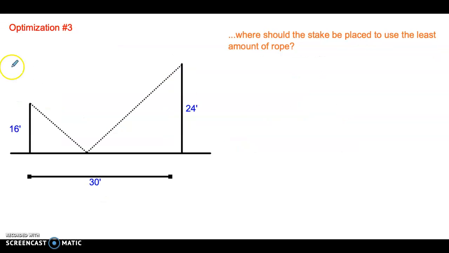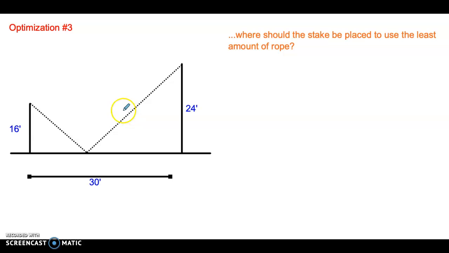For the second problem, it's actually question number 3, but it says where should these, so what you got here is you got a 16-foot pole, a 24-foot pole. They're trying to tie them together, put these brace cables, guy wires is the proper name, at one point so that the top of this pole is attached to that one point, top of this pole is attached to that one point. What you do know is they're 30 feet across. All right, so where should the stake be placed? That's this point right here. That's the stake. To use the least amount of rope.